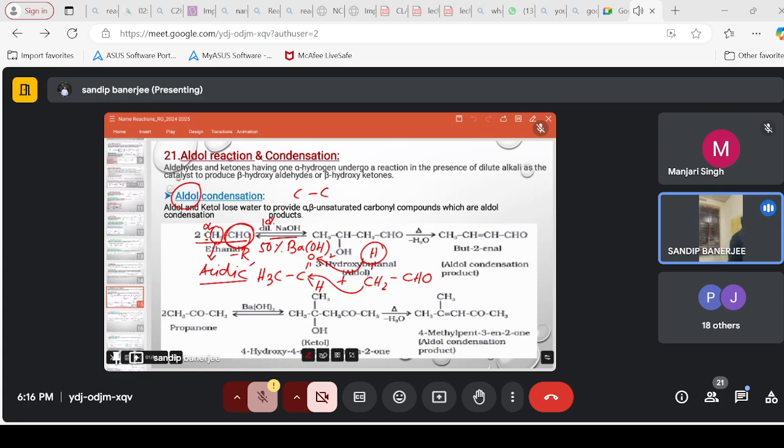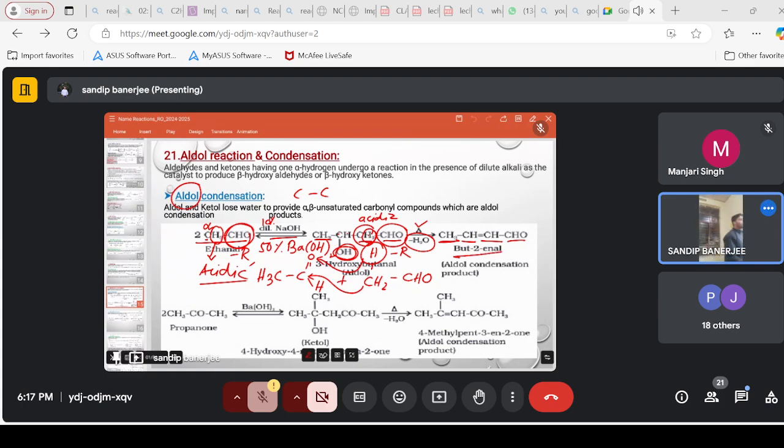This way you will get CH3, CH, OH, CH2, CHO, and this is the product. But if you put heat on it, then the CHO group already present will operate its minus R effect, so these hydrogens are sufficiently acidic here. These hydrogens and this OH will eliminate H2O, and you will get CH3, CH, double bond CH, CHO, an unsaturated product.